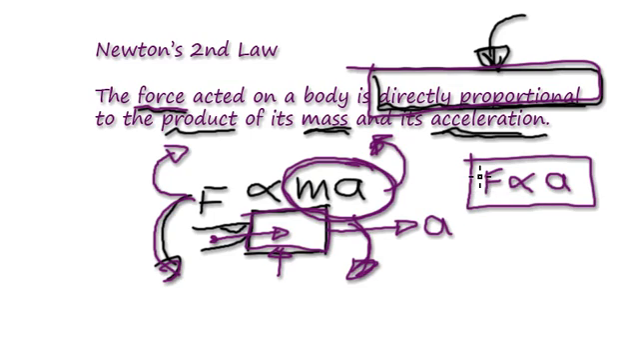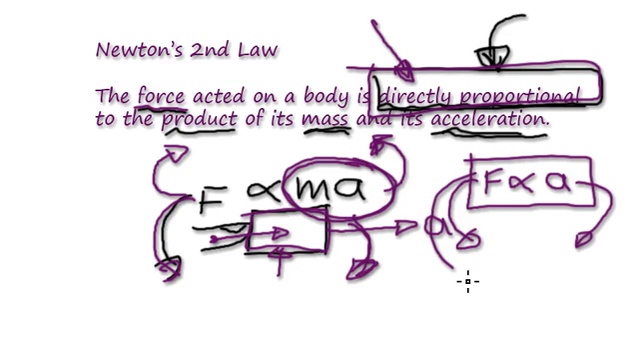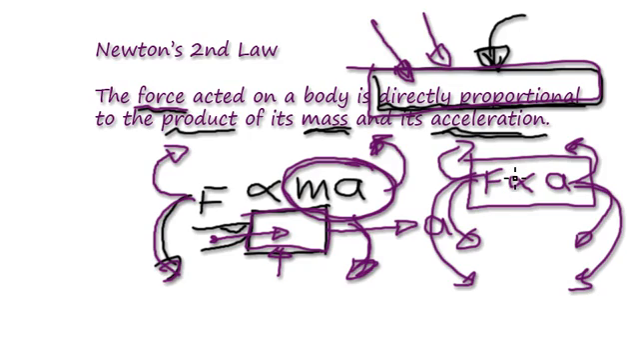This directly proportional thing is a very good way of communicating that if you double the force, you would double the acceleration. If you triple the force, you will triple the acceleration. If you halve the force, you will halve the acceleration. It's a very good way of communicating how one thing here is related to another thing here, the acceleration.